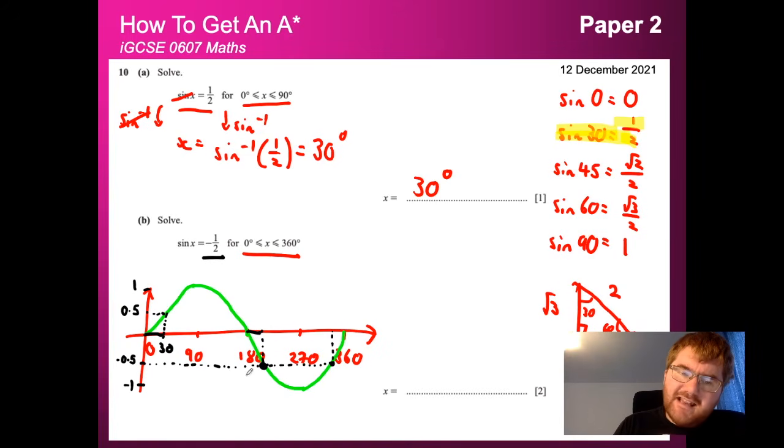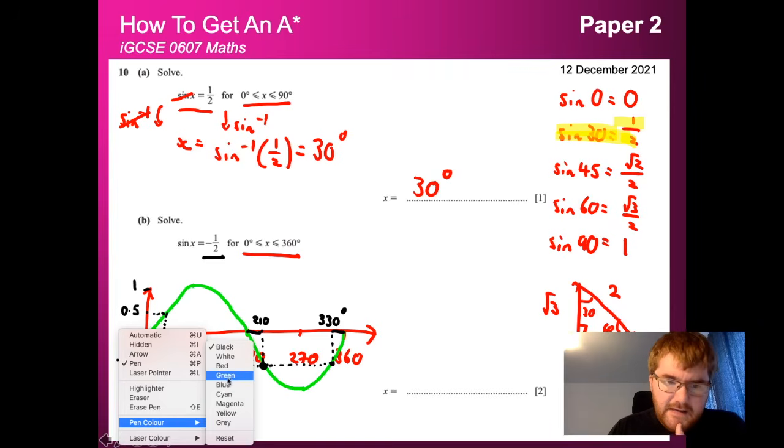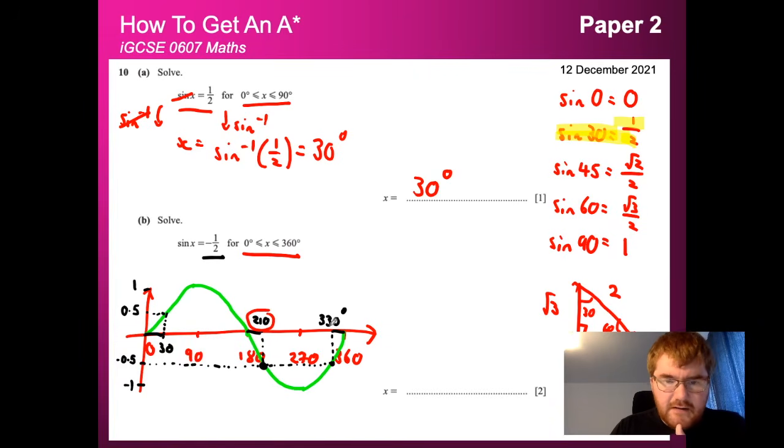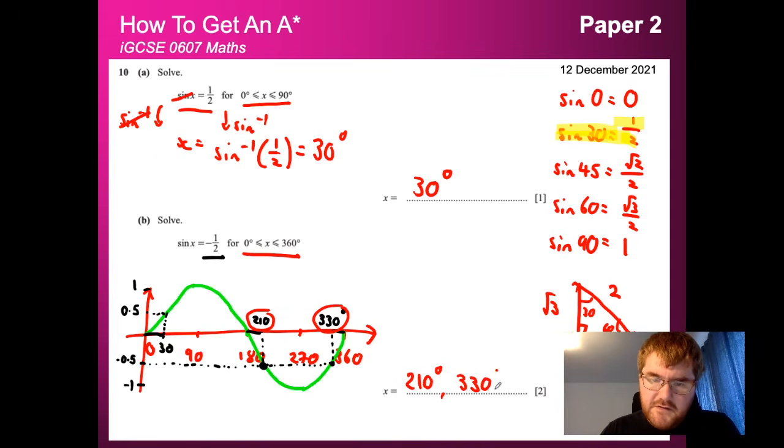What do I need to do from 180? If I go 30 along, what value does that give me? Well, this is going to be equal to 210. Likewise, working backwards from here, this is 360. This distance is always going to be equal to 30. So if I do 360 minus 30, we get to 330 degrees. So the two answers the question is looking for are these values I've just worked out here and here. So x is equal to 210 degrees and then 330 degrees.